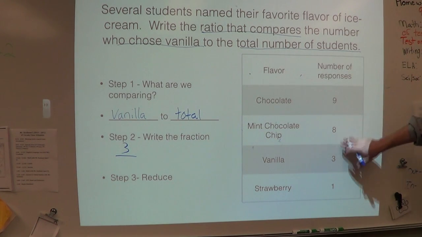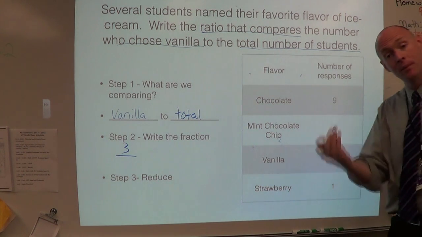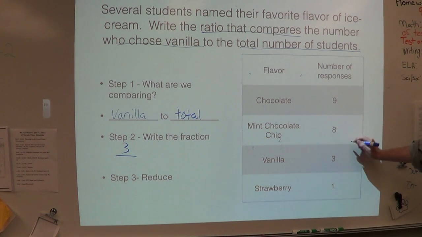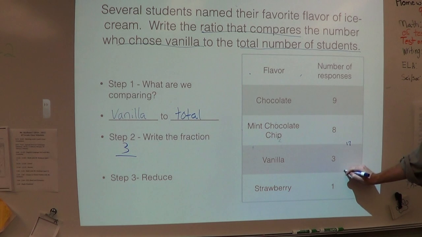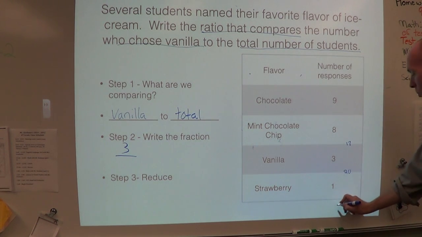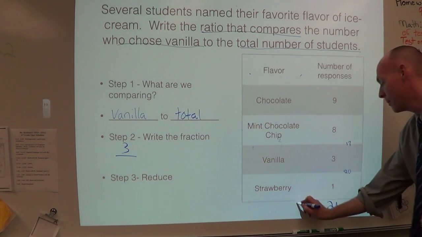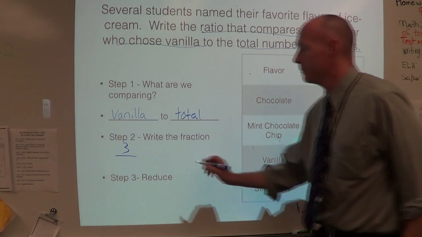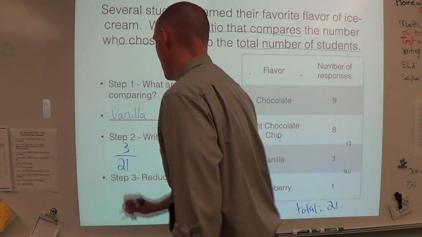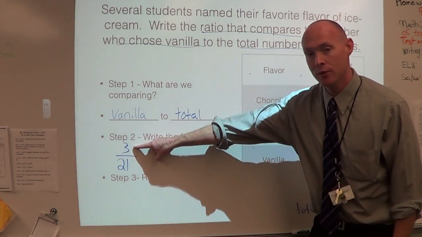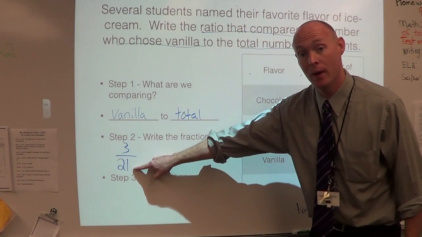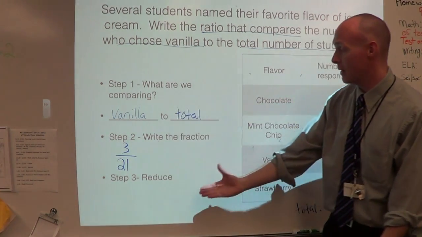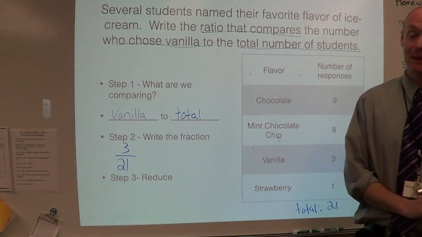Number of responses, 9, 8, 3, 1. We have to get the total. Let's do it. 9 plus 8 is 17, plus 3 is 20, plus 1 is 21. So my total is 21. 3 people chose vanilla. A total of 21 were surveyed. So there's our comparison. Now we have to do it in simplest terms.